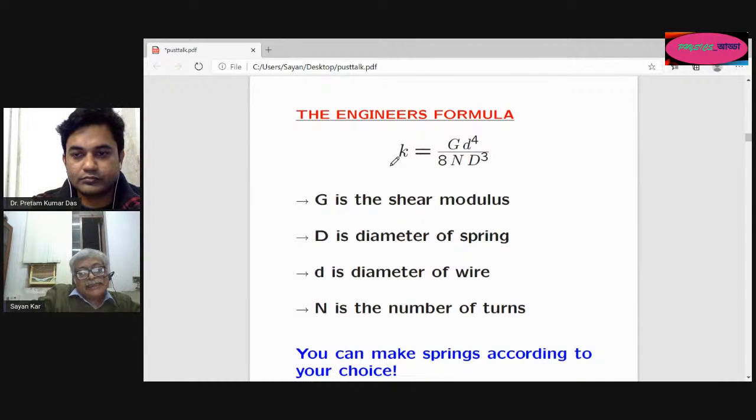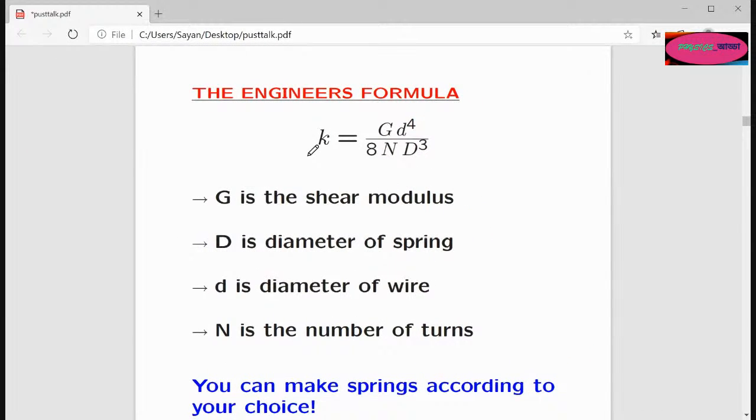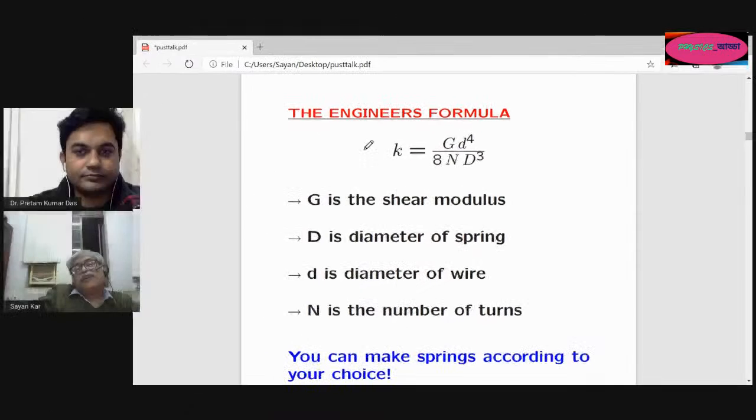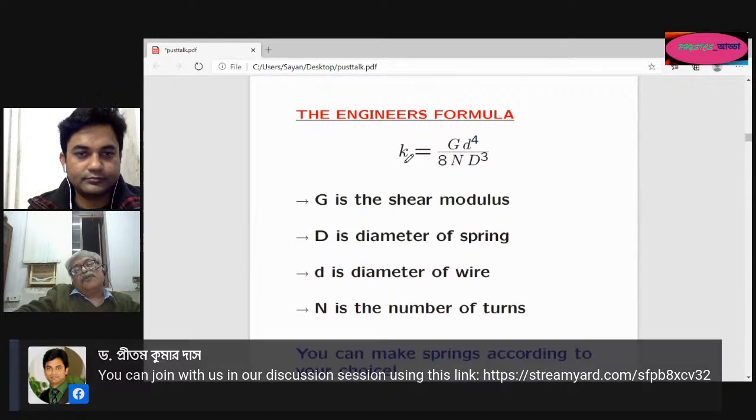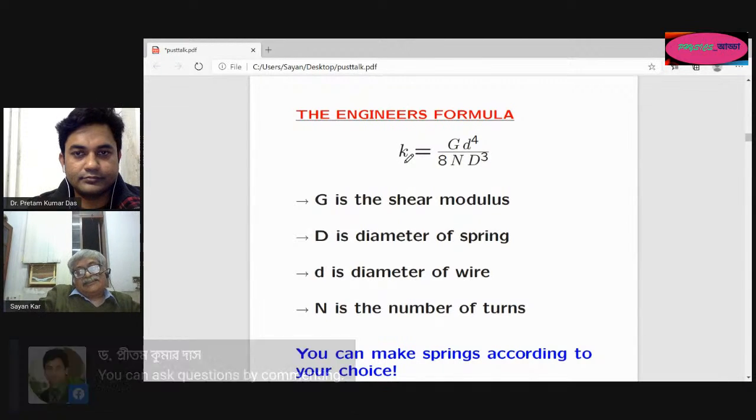In fact, the loading that you give and the displacement that you get tell you what is the K that is desired. And from that, you can figure out how to make a spring by choosing the right material with the right G, and of course, having these geometric features: capital D, small d, and N. So you can check the dimensions of this. You know that K has dimensions of force by length, right? And if you check this out, this also will have dimensions of force by length.